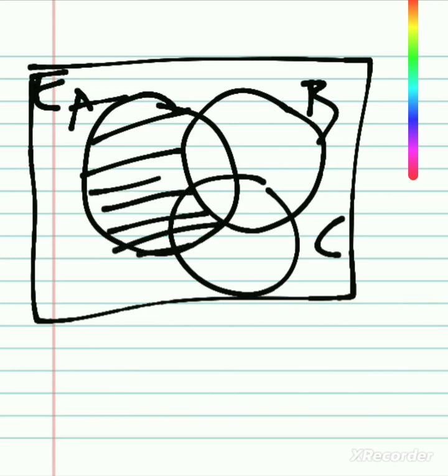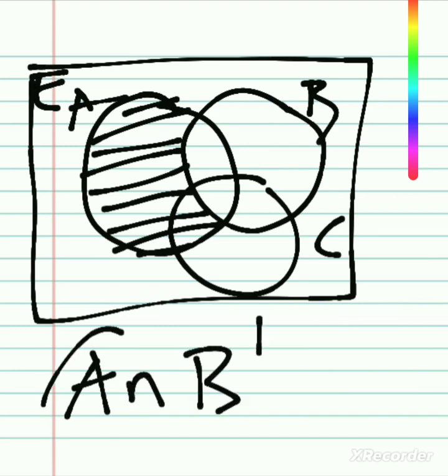Okay, what if they do this? What do you think this is? You can see that A has been shaded, but there's a part that is in B that has not been shaded. From what we have discussed, we can tell that this is A intersect B complement. Why? Because A has been shaded, but the part that is in B has not been shaded, meaning that everything that is outside B has been put as a common region with A, which is this.